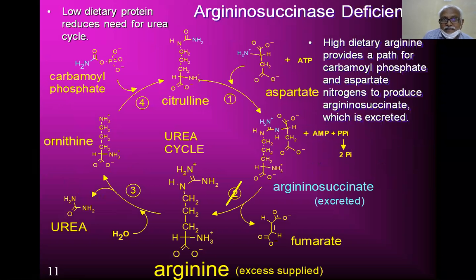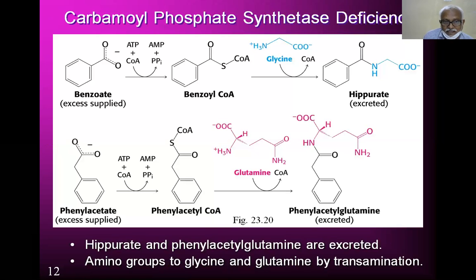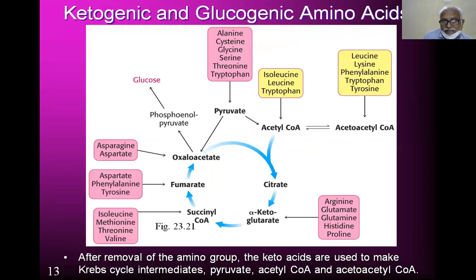So this is argininosuccinase deficiency. High dietary arginine provides the path for carbamoyl phosphate and aspartate nitrogens to produce argininosuccinate, which is excreted. Hippurate and phenylacetyl glutamine are excreted. Amino groups go to glycine and glutamine by transamination.